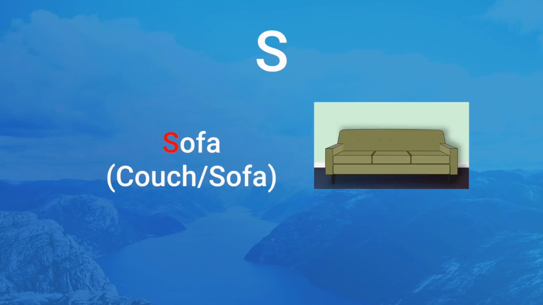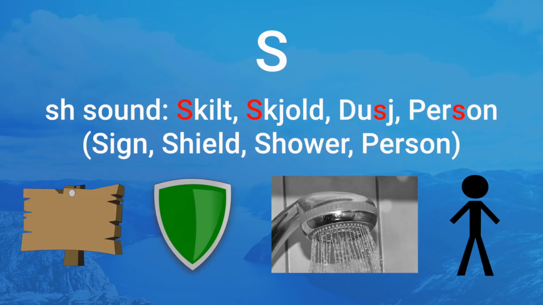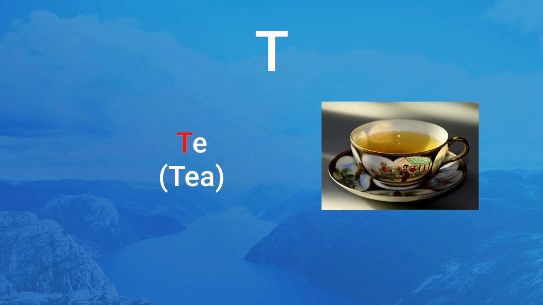S, sofa. When S is written in combination with a K, with a KJ, or a J, it will sound like a sh sound. This sound also occurs when the S follows an R. Examples of this would be skilt, skjold, dusj, person. T, te.